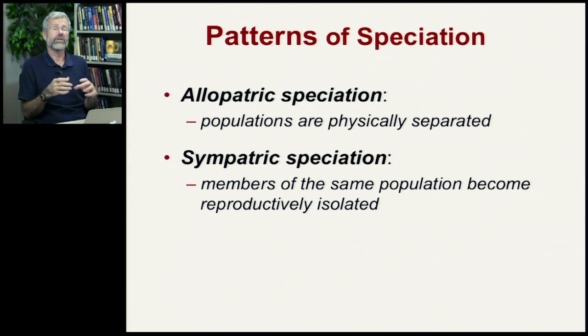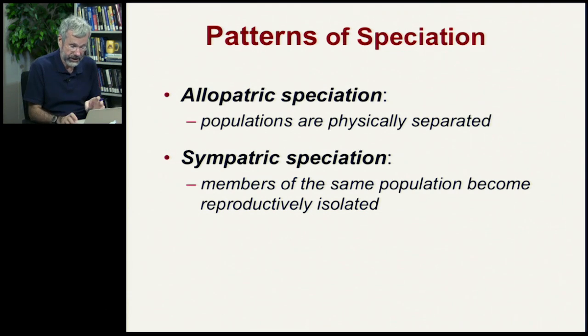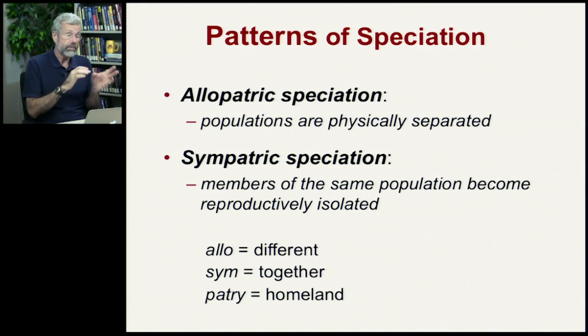But there can also be what's called sympatric speciation, where members of the same population may still come into contact with each other, but they become reproductively isolated. So to remember this, allo means different, whereas sym means together. And patri means homeland. So allopatric is different homelands, they're physically apart. Sympatric is the same homeland.